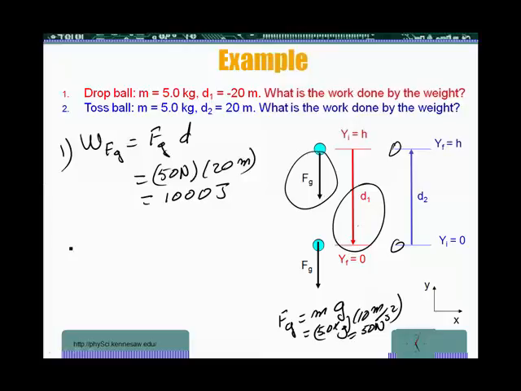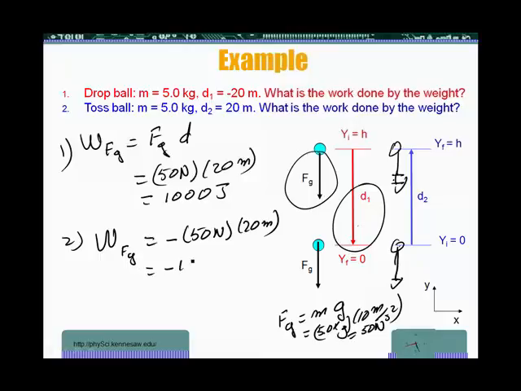Now in part 2, we don't care how we did that, but when the ball is going from here to here, now my displacement in this case is plus 20 meters. However, my Fg is still negative, still in the same direction, and it's still 50 newtons, which means the work due to Fg in that case is going to be minus 50 newtons times 20 meters, which means it is minus 1,000 joules.